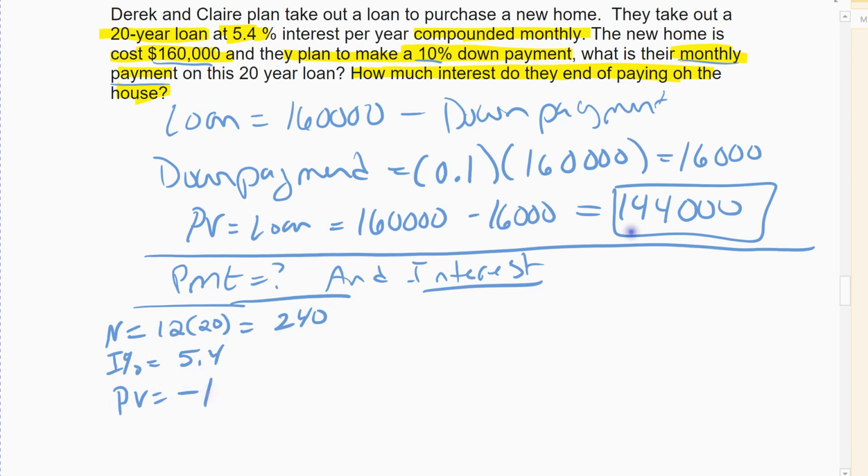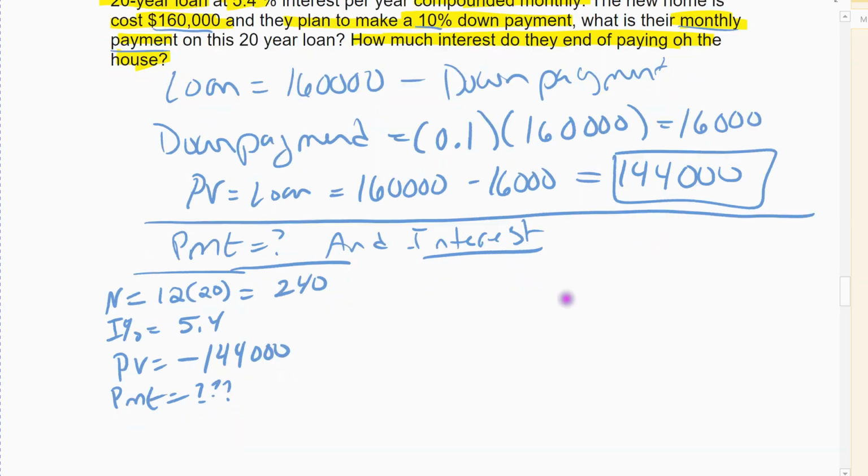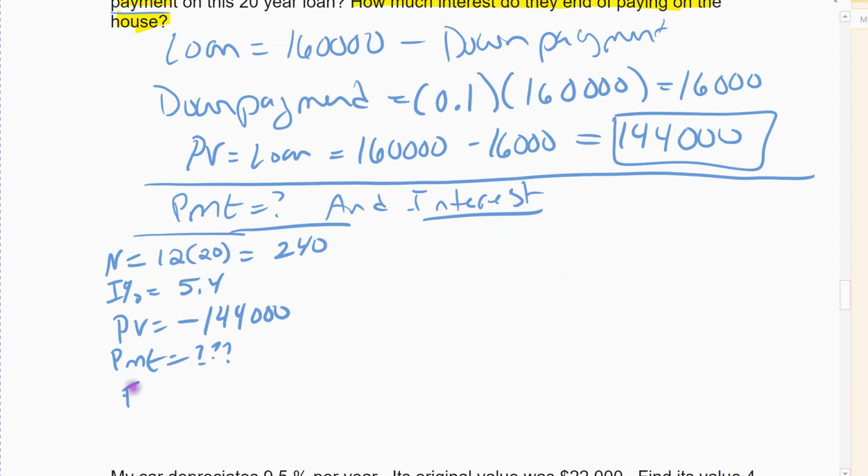The loan was $144,000. Remember, the loan is a debt, so it's negative. We want to figure out our payments. And remember, when we pay off a loan, we're going to pay it off completely. So the future value means that at the end of the 20 years, they'll owe the bank $0. At the end of 20 years, they'll make their last payment to the bank, and the future value would be 0. They now owe the bank nothing. The house is theirs. So you've got to remember in these loan cases, future value is 0.